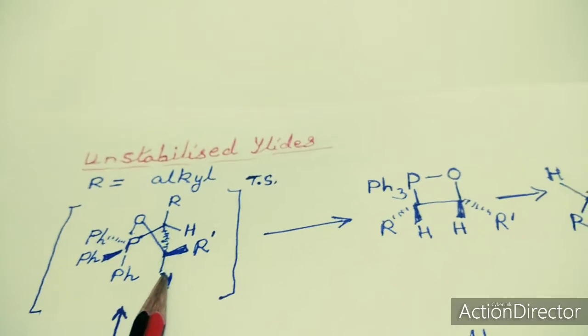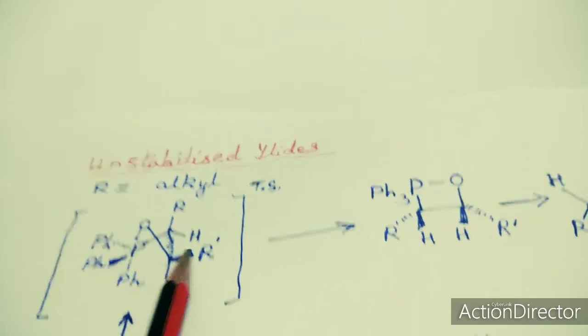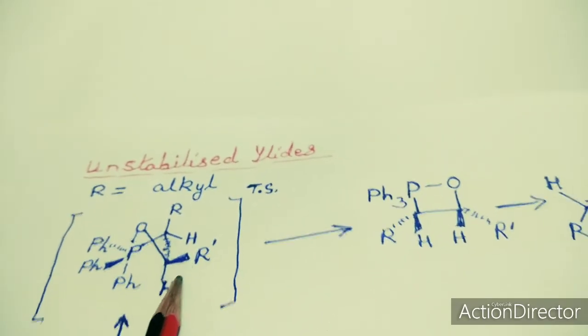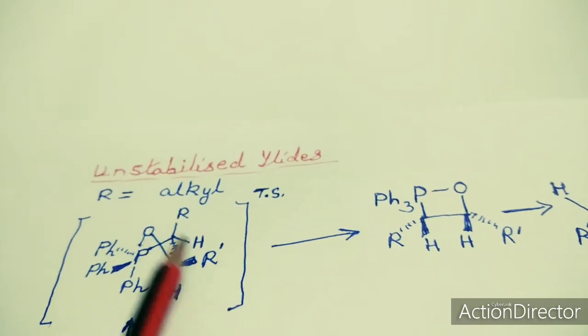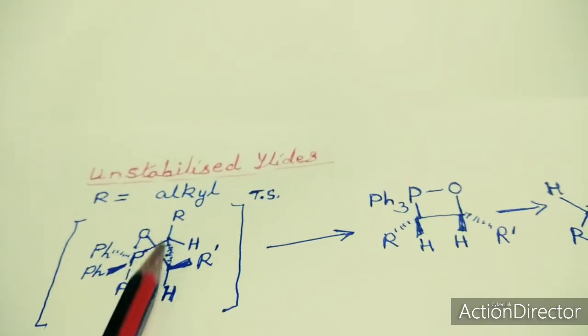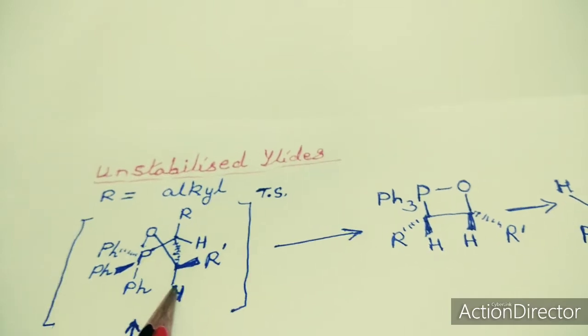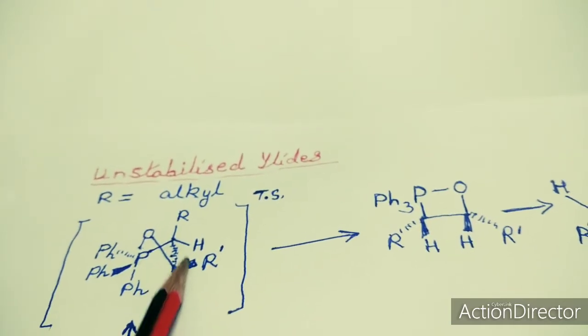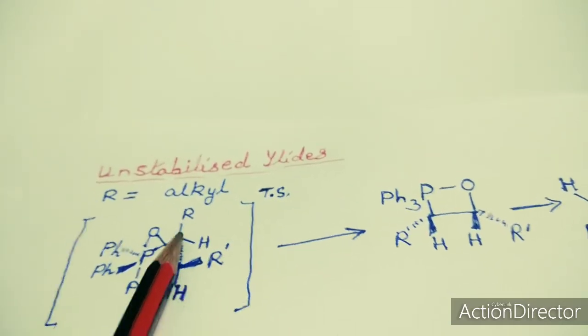we can see, H and H here, H and H, they are on the same side. And at the same time, R and R, same plane, same side. R and H are on opposite sides, but H and H are on the same side. Similarly, R and R dash are on the same side.